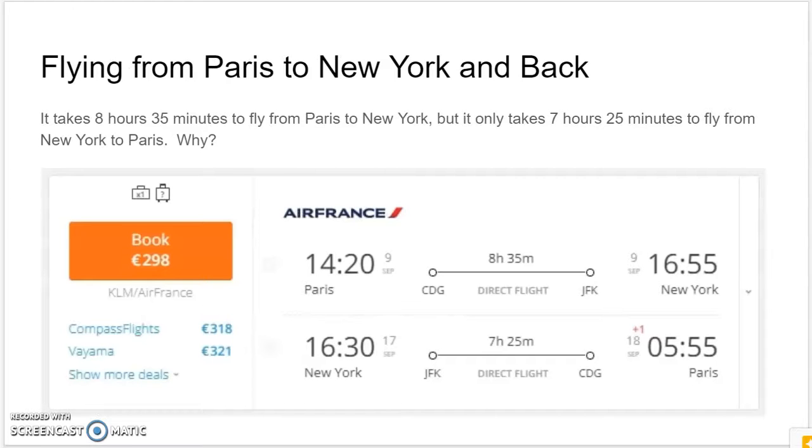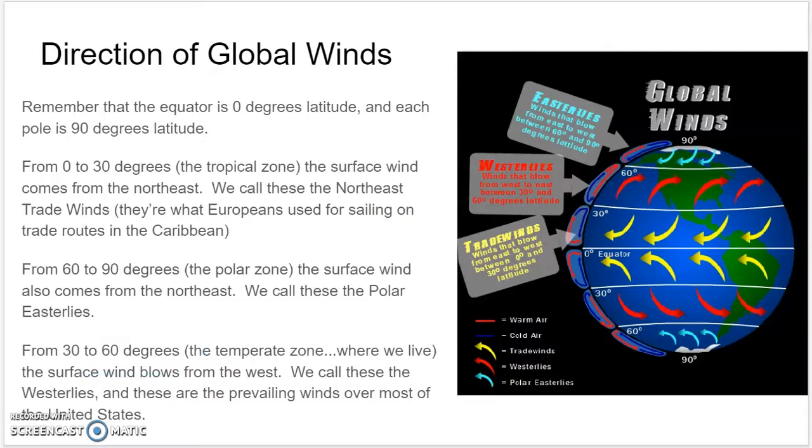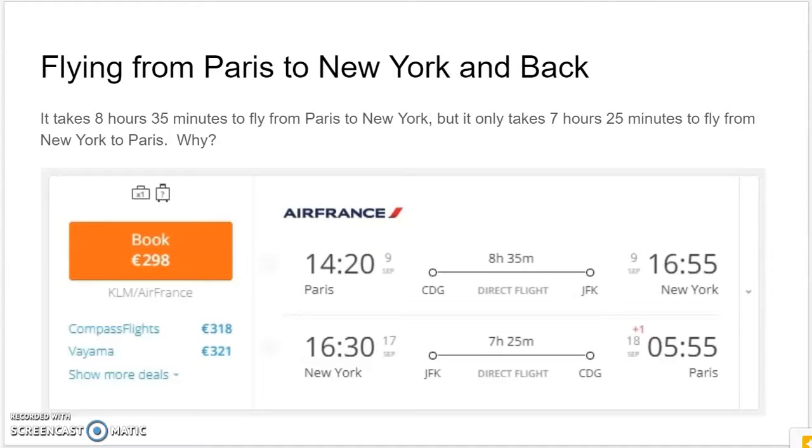An interesting thing about these global winds, we call these the prevailing winds in a region. Let's say that I'm flying east to west or west to east, say from Paris to New York and back. If I was flying west from Paris to New York, it would take 8 hours and 35 minutes. But on the return trip, flying from New York to Paris, it only takes 7 hours and 25 minutes. Can anybody guess why that is? It takes an hour longer to fly from Paris to New York than it does from New York to Paris.